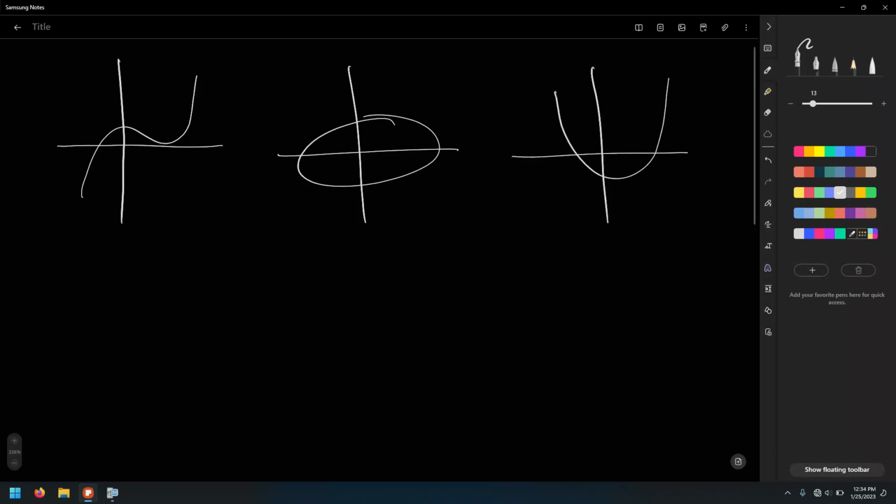So we have these three graphs. The question is, which of these graphs represent a function? What about the first one? Does that one represent a function? Why? Oop, I was about to spoil it. Okay, why is that a function?